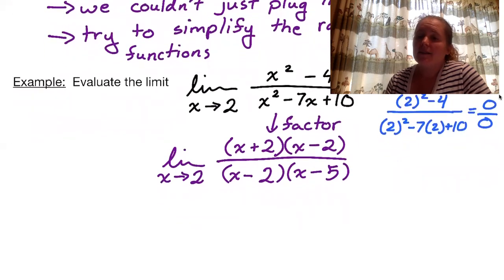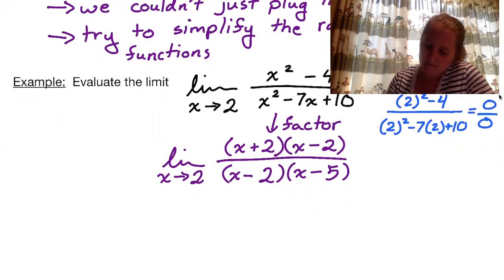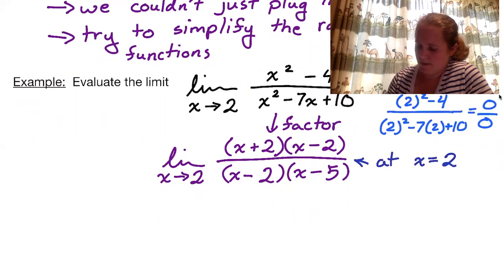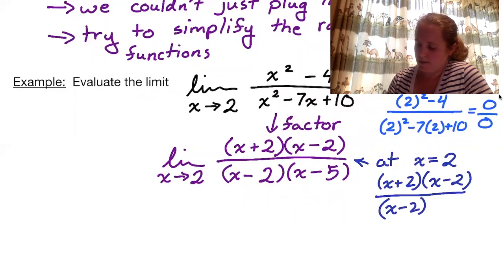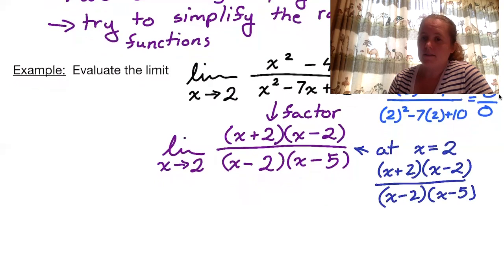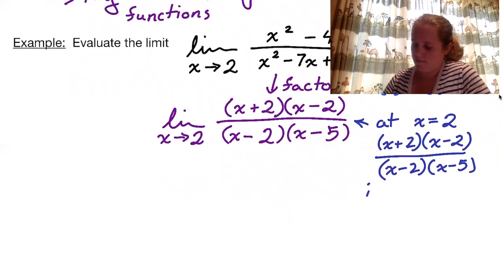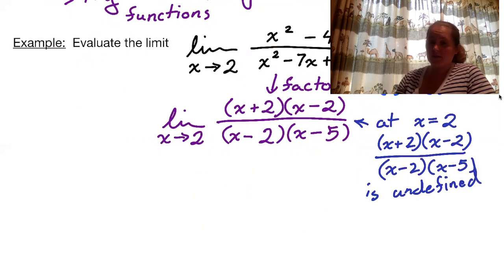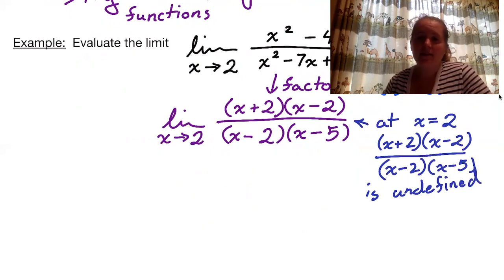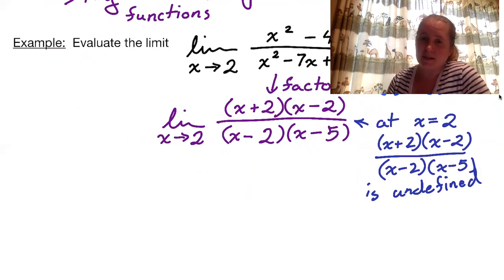Now, at x equals 2, this is undefined. So at x equals 2, x plus 2 times x minus 2 over x minus 2 times x minus 5 is undefined. However, everywhere else, this is the same as just canceling out the x minus 2.